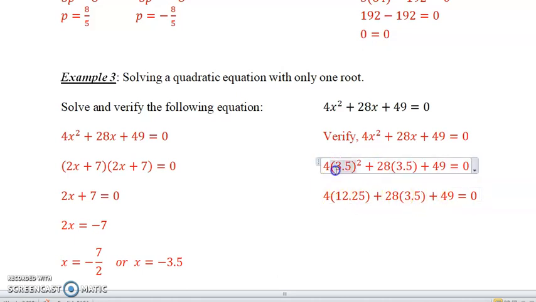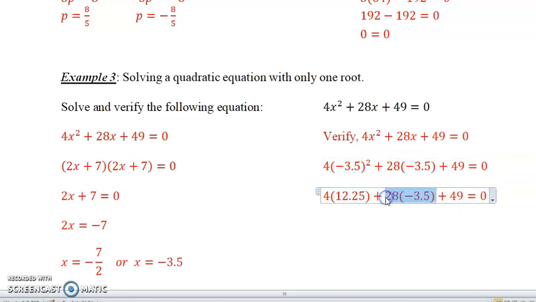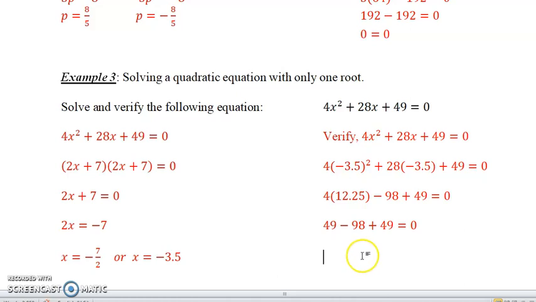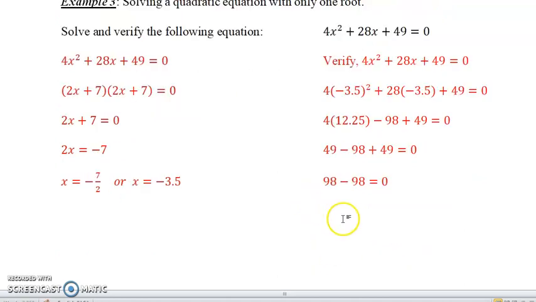oh, so this was negative, my apologies. Put the negative in there. So we multiply, we get negative 98, and then the 49. We multiply 4 by 12.25, we get 49. And 49 plus the 49 will give you 98, obviously. So 98 subtract 98, and 0 is equal to 0. So that just confirms that our answer is correct.